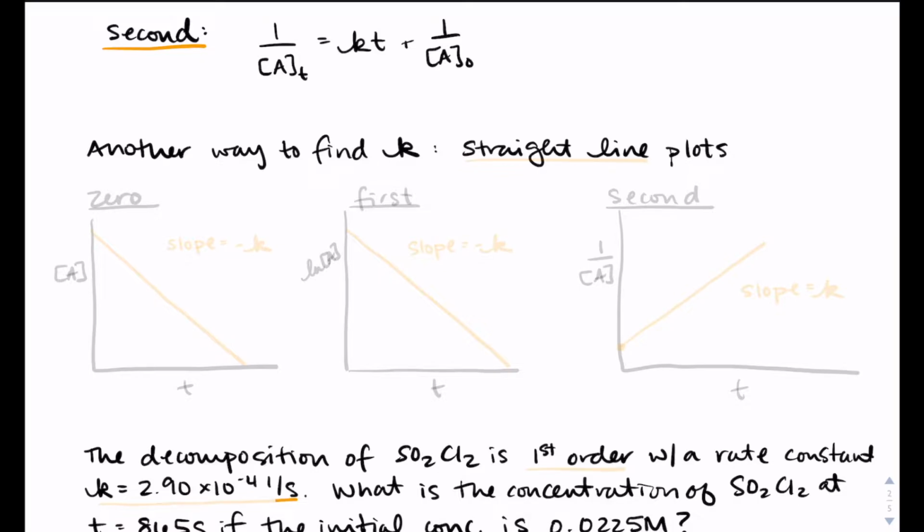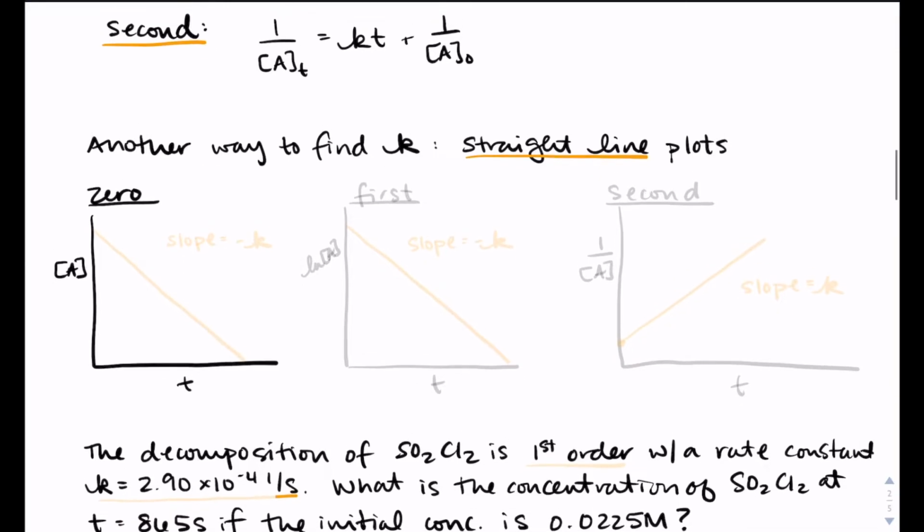The way that these integrated rate laws are formatted, they should all make straight line plots. For zero order, you plot concentration of A versus t. For first order, you plot ln of A versus t. And for second order, you plot 1 over A versus t. In the case of zero and first order, when you plot this data, you have a negative slope, so you have to take the opposite of it to get k.